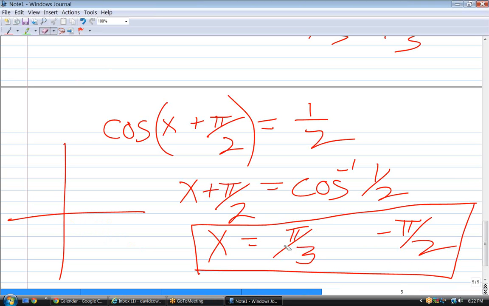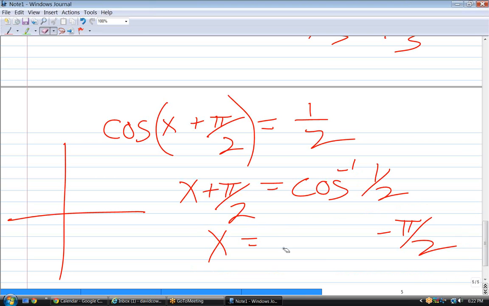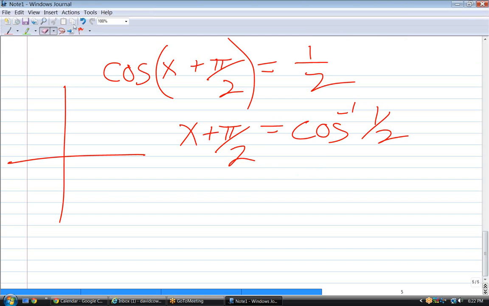Where is the next place where this is true? Besides pi over 3. Where is x plus pi over 2 equal, hold on, let me think for a second. In other words, we've got multiple answers for inverse cosine of 1/2. Let's start. What are our multiple answers for that? Pi over 3. Okay.